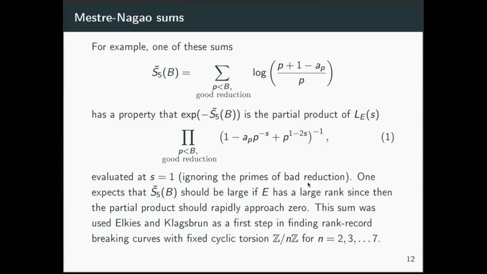Just to mention that this sum was used by Elkies and Klagsbrun as a first step in finding rank records for curves with fixed torsion, cyclic torsion Z over nZ for n equal to 2, 3 till 7.